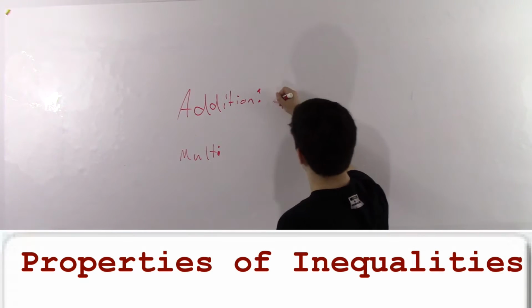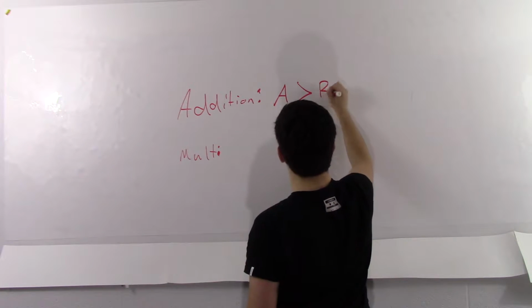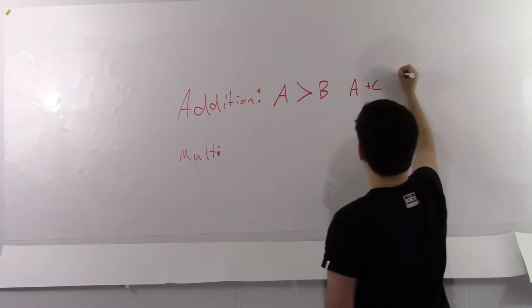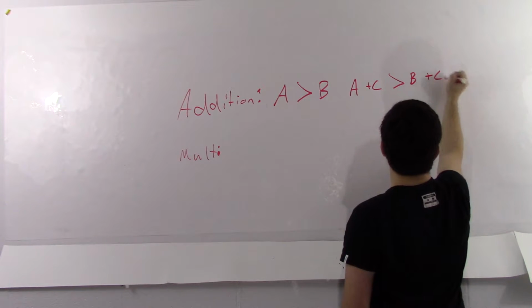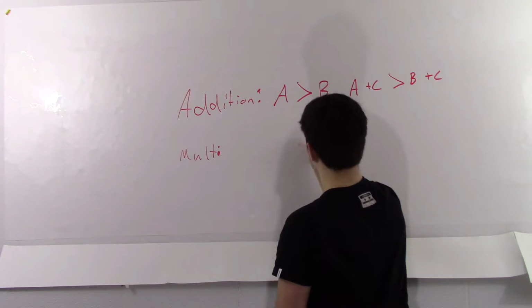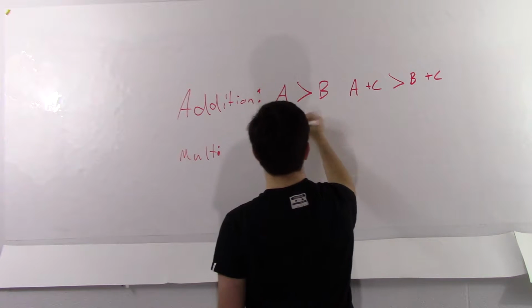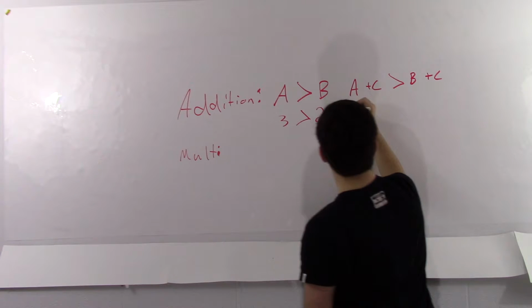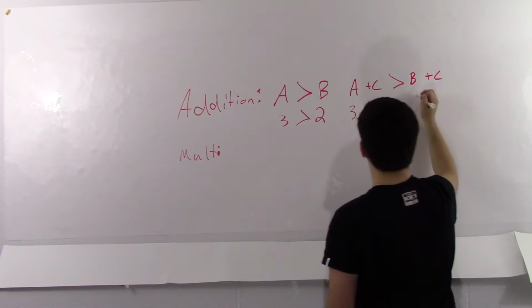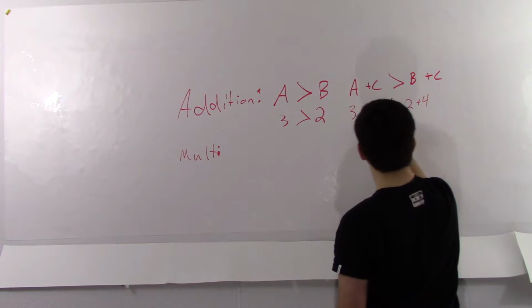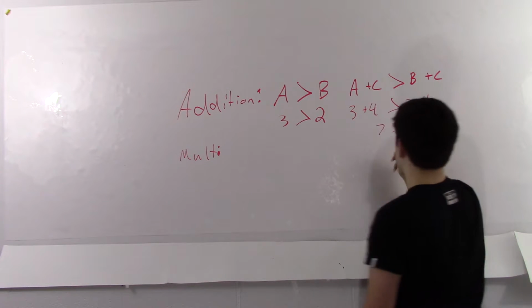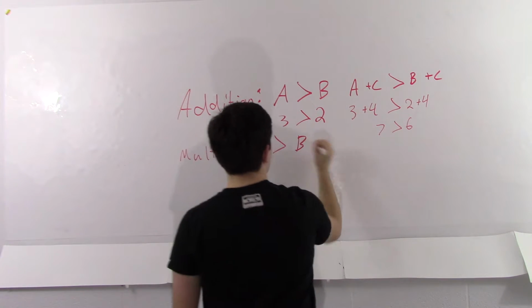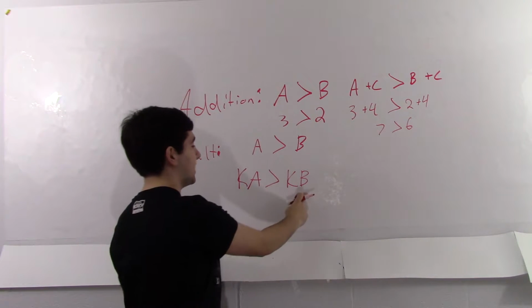The addition property for inequality: if we have A is greater than B, and we add C, A plus C is still going to be greater than B plus C. If we use an actual numerical example, say 3 is greater than 2, and let's say C is 4. 3 plus 4 is greater than 2 plus 4, which is still 7 is greater than 6. So it works out. For multiplication, if we have A is greater than B, the rule is that K times A is greater than K times B.